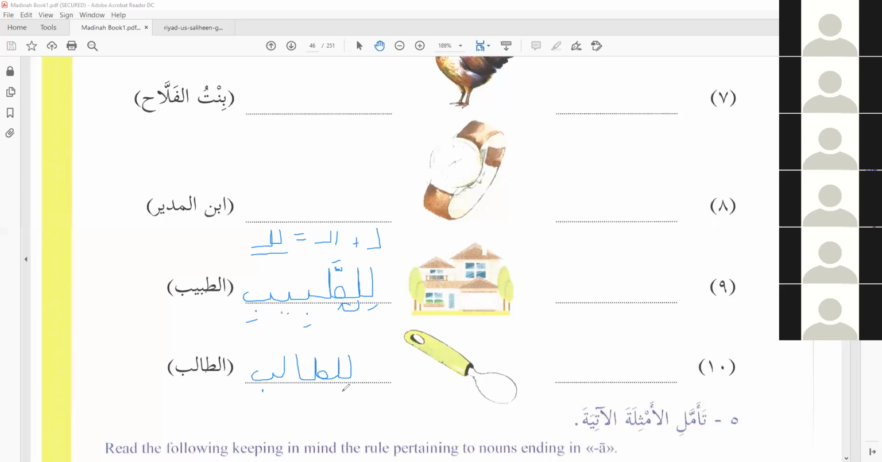Yes, must be culinary school. That's very true. But the following letter is a harf shamsi, a sun letter. And so we're going to double it. We're going to assimilate that second lam into that sun letter. Lit-talibi. Fantastic. Anyone, any final questions before we conclude for today?